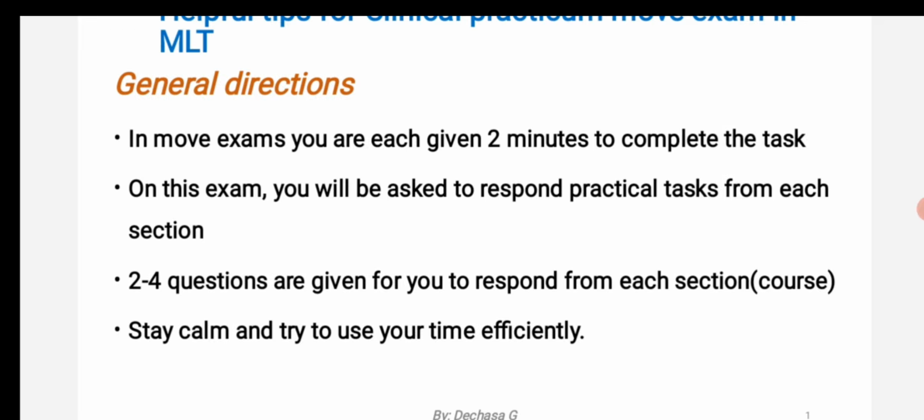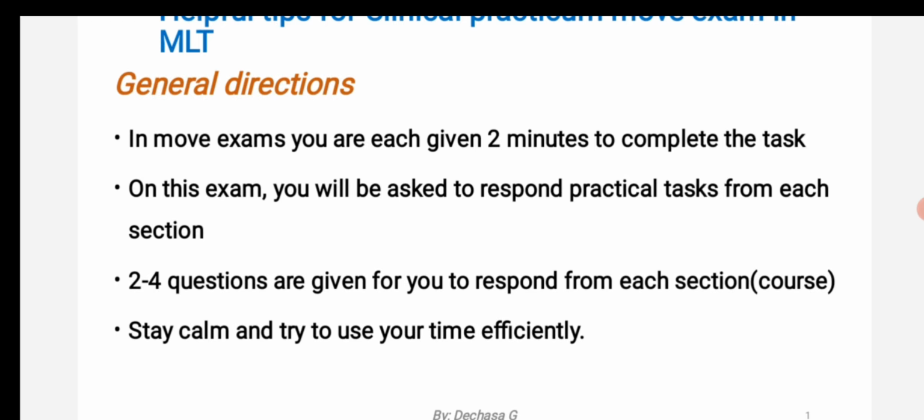The third one is that usually 2 up to 4 questions will be presented for us from each section on the move exam. For sections such as hematology, clinical chemistry, and bacteriology, usually we will come across 2 up to 4 questions, but for others we may face 3 or 2 questions.